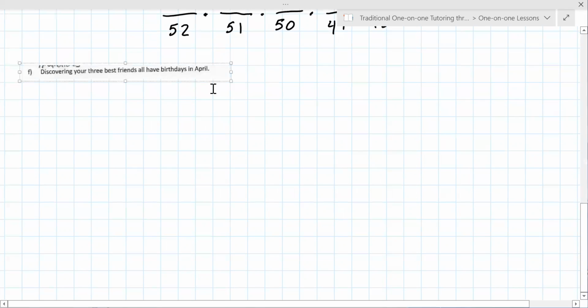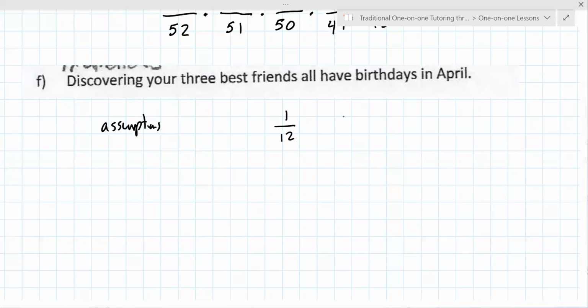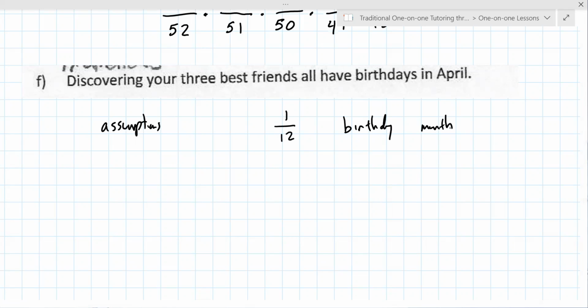Discovering your 3 best friends all have birthdays in April. Okay, so there's a few assumptions that I have to make here. This problem should be written slightly differently. The idea is that you have a 1 in 12 chance, like your birthday month is 1 out of 12. Okay, I get it. And you have to know that in advance. I don't want to get too crazy on this first lesson, but for example, not every month is the same number of days. Birthdays are not uniformly distributed among the months. I think there's some that are more popular than others.